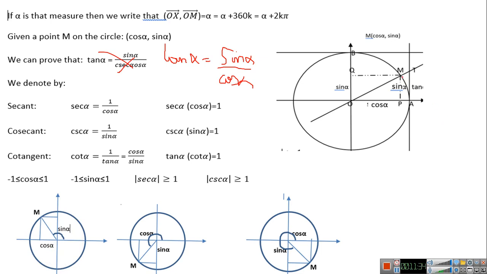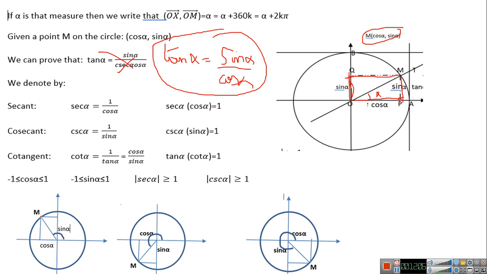For any point M, you have an angle alpha. If you project M on the x-axis, you have a distance from the origin. This is called cosine alpha. If you project it on the y-axis, you have a side on the y-axis. This is called sine alpha. So the point M has coordinates cosine alpha, sine alpha. And for the tangent, as we said with similar triangles, you get tangent alpha equals sine alpha over cosine alpha.